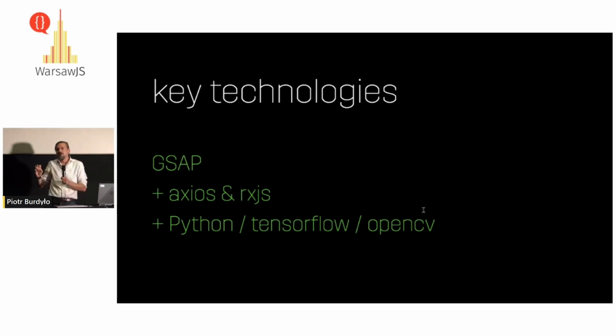Actually, the key technologies used here are even simpler than before, because we are again using GSAP for seamless animations between the different stages of the interface of the application. We are using Axios for the calls, and then RxJS for managing events regarding the distance that I mentioned, which were produced sometimes even a few times a second. So we didn't want to be overflown with the events, so we used RxJS for that.